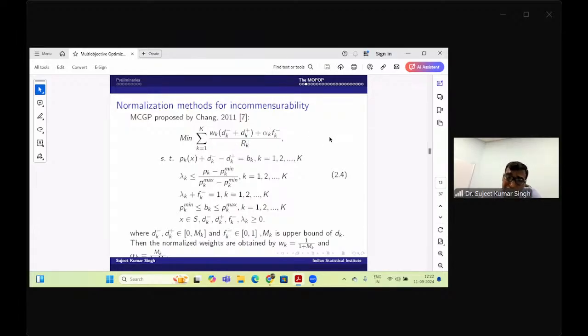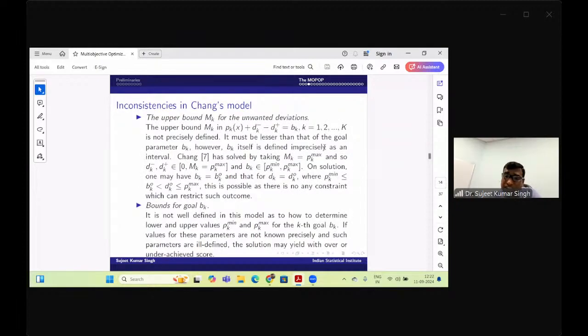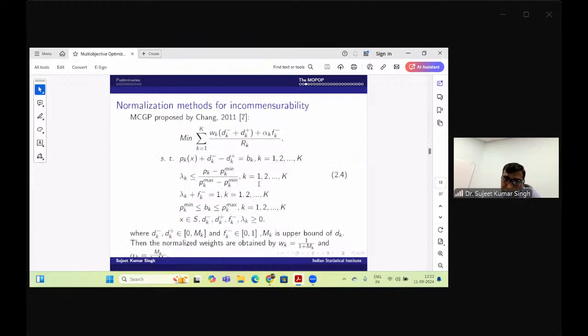So we targeted this approach, and then we noted down several issues even in this approach, and there are some possible improvements. Like these four, we noted the upper bound of unwanted deviation. You can see here that this unwanted deviation has some upper bound. The unwanted deviations are considered within the interval 0 to mk. That means mk is the upper bound of the deviation, and the same value they have taken as pk max. That means they just took the upper value of the goal, like the deviation.